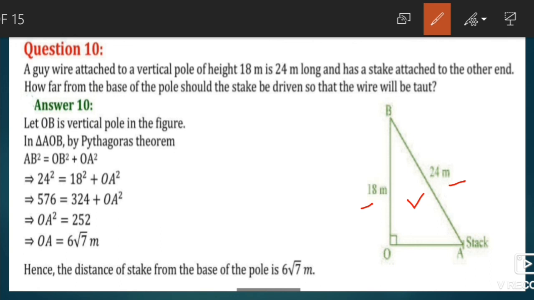Here the height of the pole is 18 meters, that means OB is 18, given. And this wire is 24 meters long. As you can see, by the similar argument of the previous problem, this pole and this ground are making 90 degrees to each other. So this is a right angle triangle. I have to find what will be the length of OA. So again put this in the Pythagoras theorem, you will get the answer of OA as 6 root 7 meters.